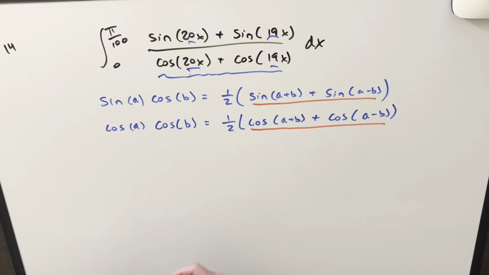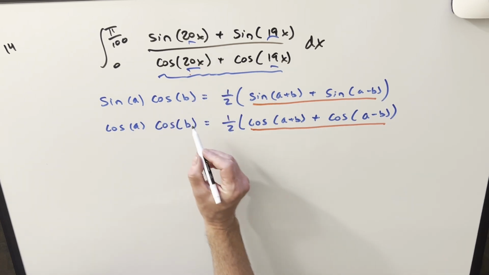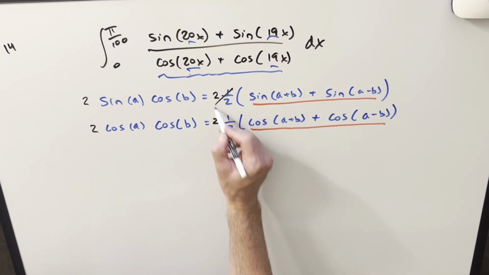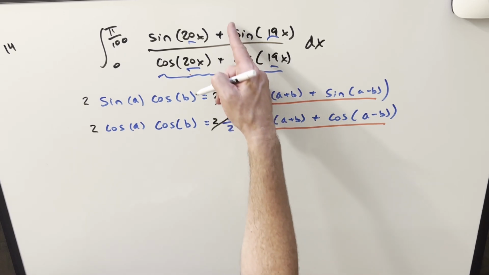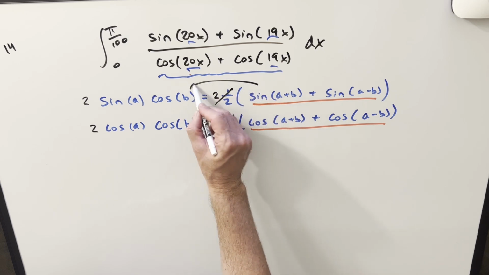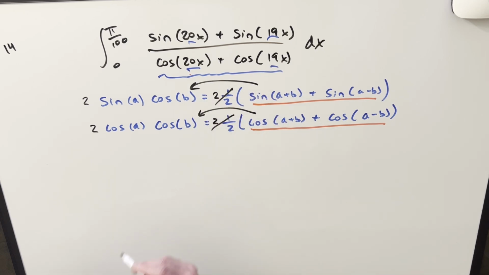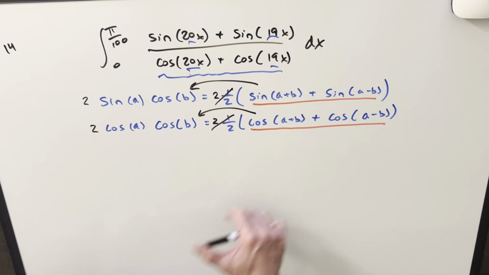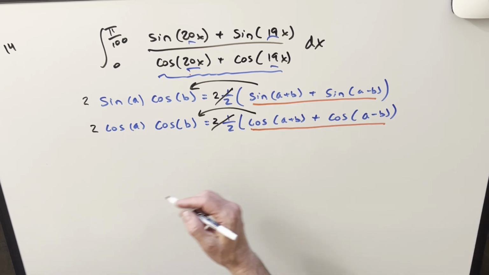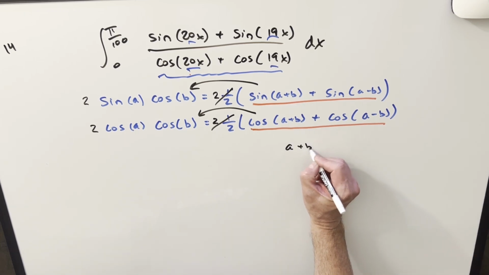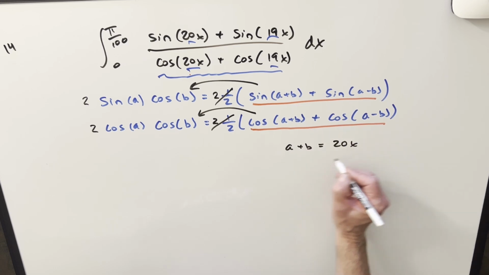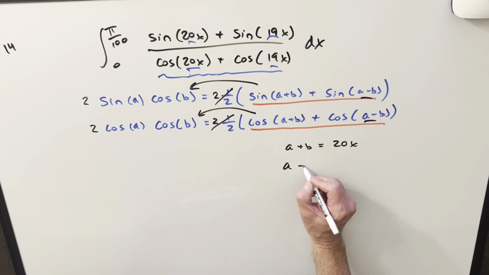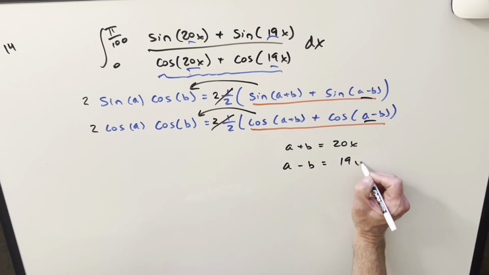To make it look more like our problem, let's multiply by 2 on both sides everywhere. That way we get rid of this 1/2, and now this is exactly what we want for our numerator. So we'll use the formula in the other direction. The only question is what a and b are going to be. We want a plus b to equal 20x, and a minus b to equal 19x.